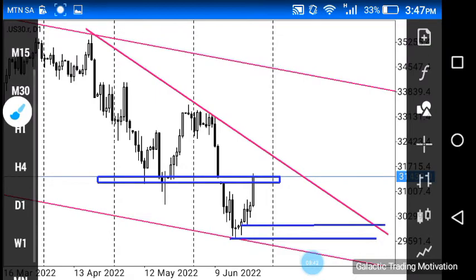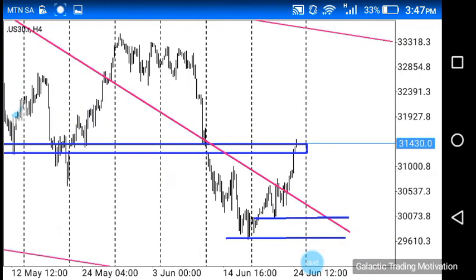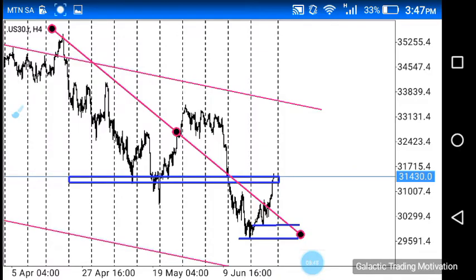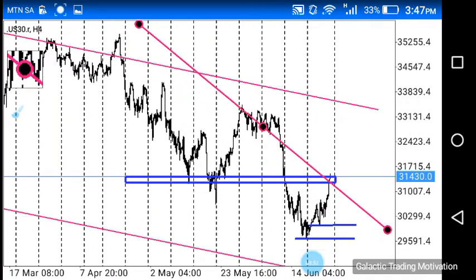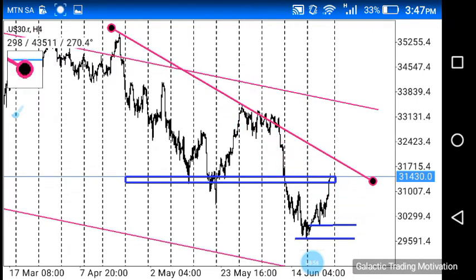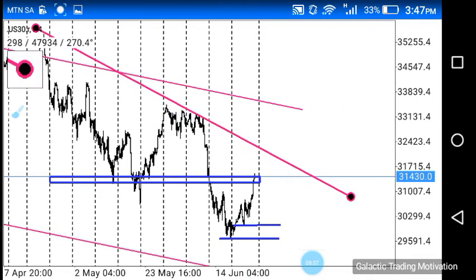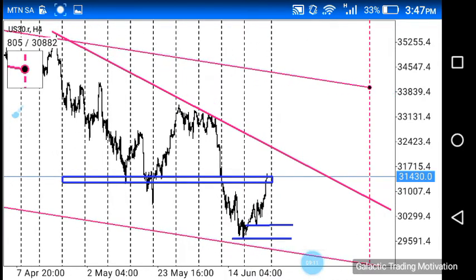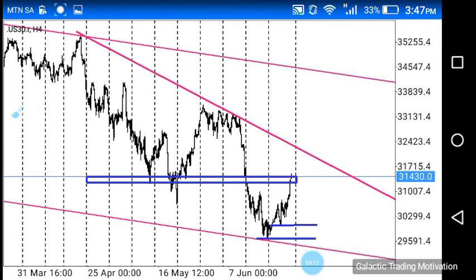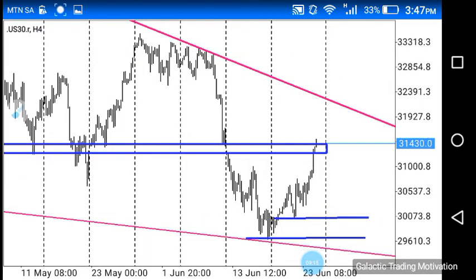I'm just going to head down to the H4 chart. On the H4 chart, I'm just going to fix my lines. Just bear with me. There we go. Right. So here we are on the H4 chart.